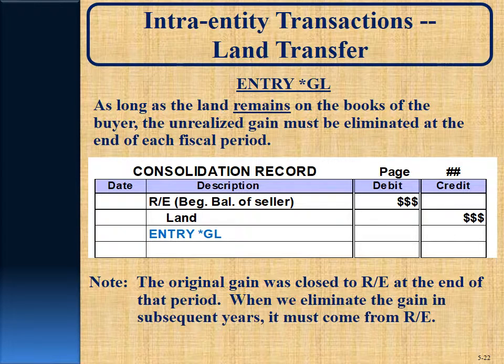Now, as long as the land remains on the books of whoever bought it without selling it, year 2 and going forward will be entry *GL. Now in the first year, the gain on sale of land is actually on the income statement, so that's why we debit that account. But what happens to that gain on sale of land? Well, it gets closed out to retained earnings. So in consolidation, our retained earnings account is always overstated if we don't take that $40,000 out of there in each year going forward until we actually sell the land to an outside party. So we'll be debiting retained earnings and crediting land for that $40,000.